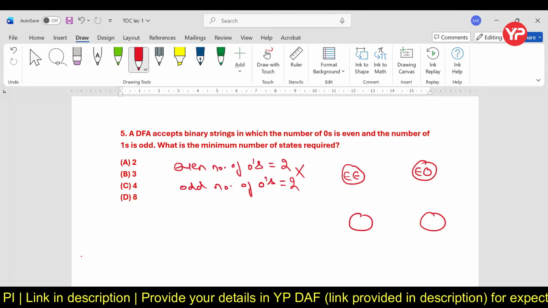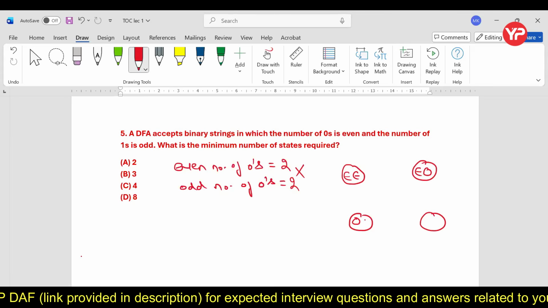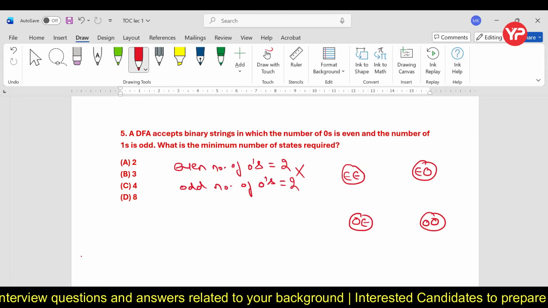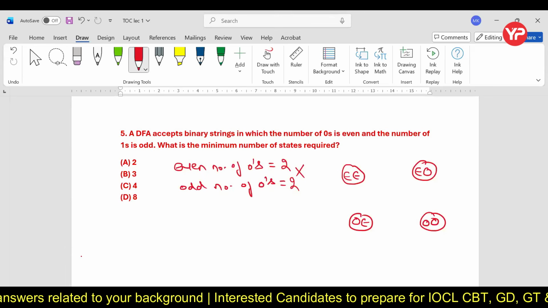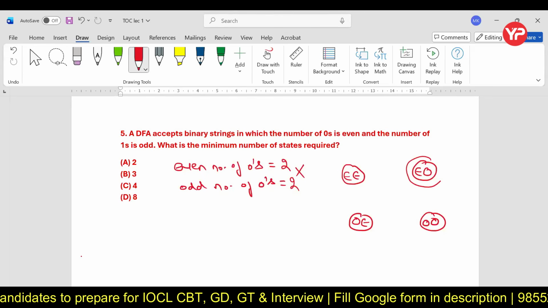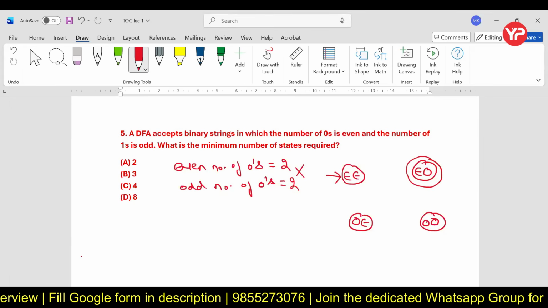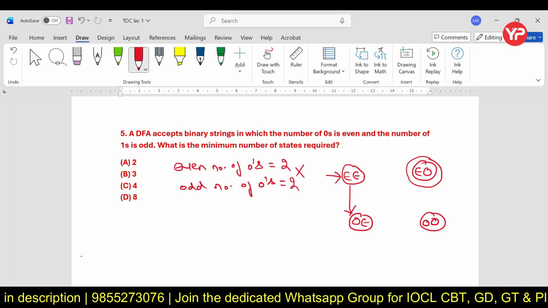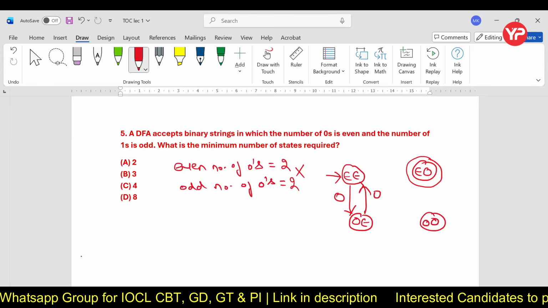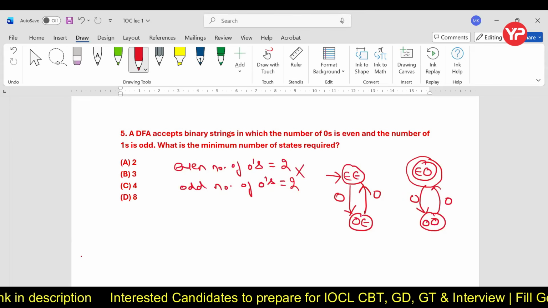Fine. Next, odd and even, and odd and odd. So the first one is talking about the 0, the second one about the 1. So we require even 0 and odd 1. Even 0 and odd 1 is here. So this is the final state. Now see how we can go. If I want odd 0, then even 0. Now you can see it's very simple.